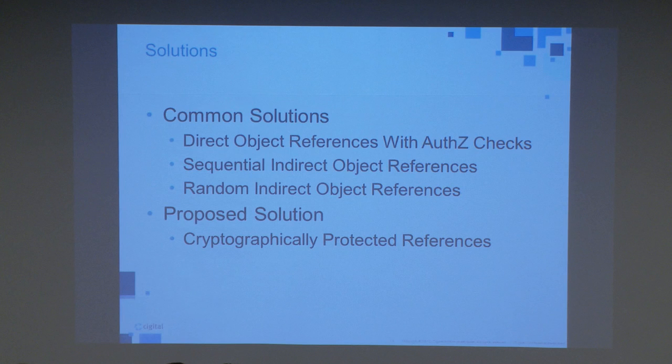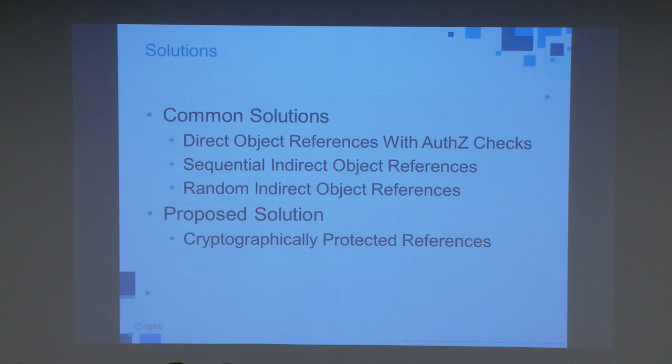Now, one of the most common ways to solve this problem is through indirect object references, where we don't actually expose the reference itself to the user. We create some sort of a mapping in the user session, and then we expose the indirect mapping to the user, and we'll take a look at how that works.